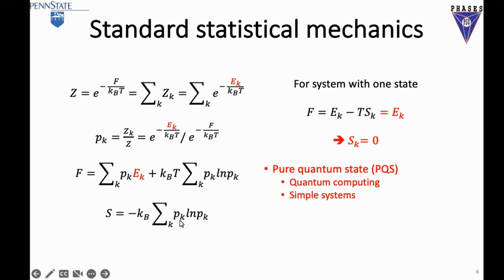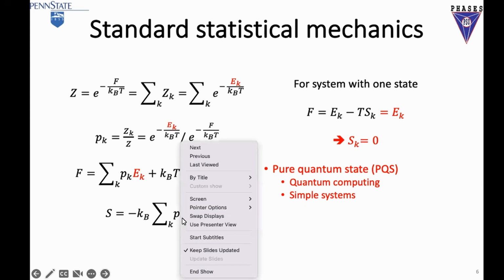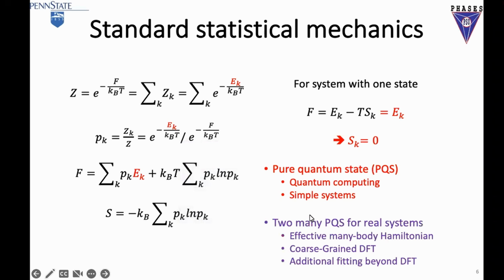A lot of quantum computing is doing that. You do one pure quantum state, you do a lot of them, and then sum up to calculate the energy of the system. There is a lot of work on doing that. So it's only applied to very simple systems. Now for the real system, it's not a pure quantum state. You have too many quantum states for real systems. That's why we use an effective many-body Hamiltonian, consequently DFT. And when you do that, we have to do additional fitting.